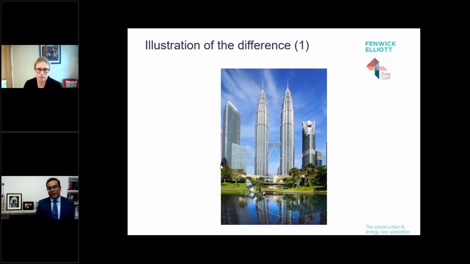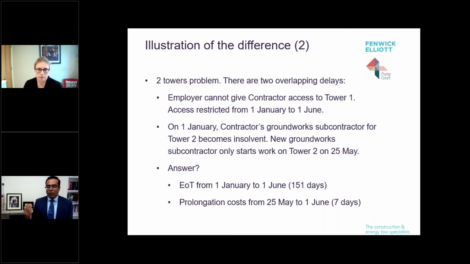Now, I want you to imagine on this hypothetical project, because I don't know whether this happened or not, that there are two delays. On Tower 1, the employer cannot give the contractor access for a period of 5 months, from the 1st of January to the 1st of June. As a result, no progress is possible on Tower 1 during that period. But at the same time, the contractor's groundworks subcontractor for Tower 2 becomes insolvent. So again, there's no progress on Tower 2, but this delay in relation to Tower 2 only goes from the 1st of January to the 25th of May.